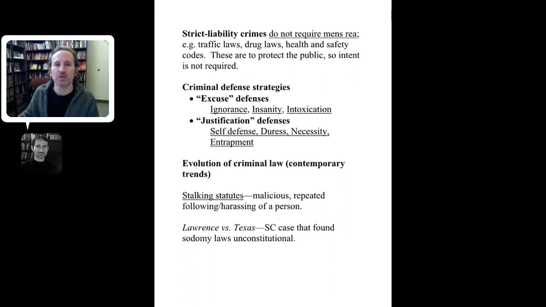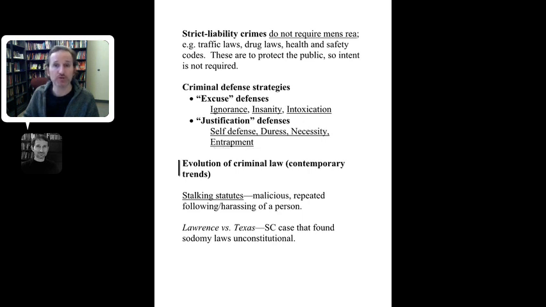Right? Entrapment, you could say that the police were trying to get you to commit a crime that you normally would not have done through some type of setup that they've created. Right? A few more things in your text that are interesting.